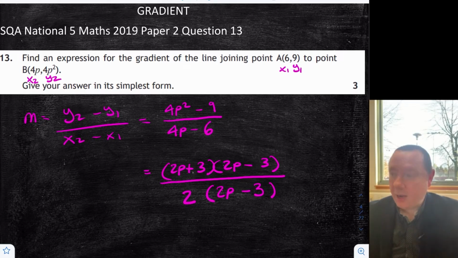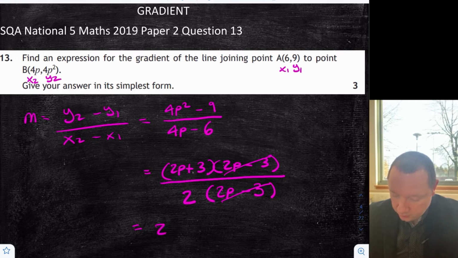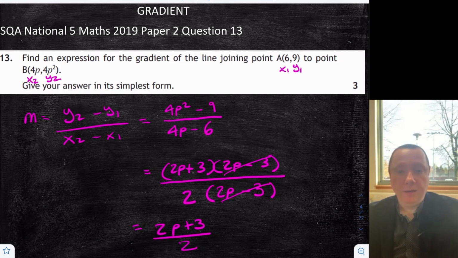You get a mark for factorising the top. And then we can go ahead and cancel down to get our final answer. So 2p minus 3 and 2p minus 3 can be cancelled to leave us with 2p plus 3 all over 2 for our final answer.